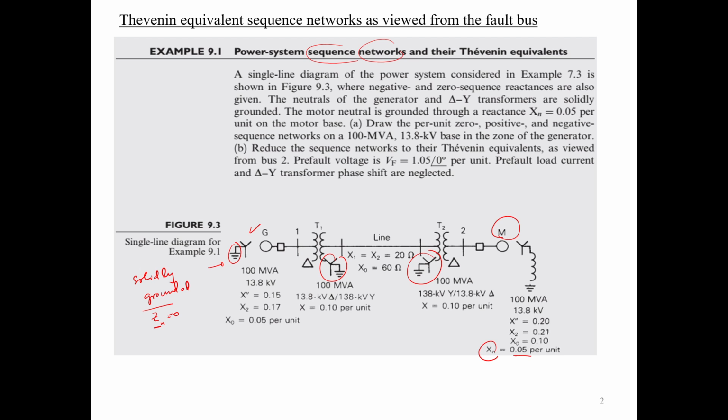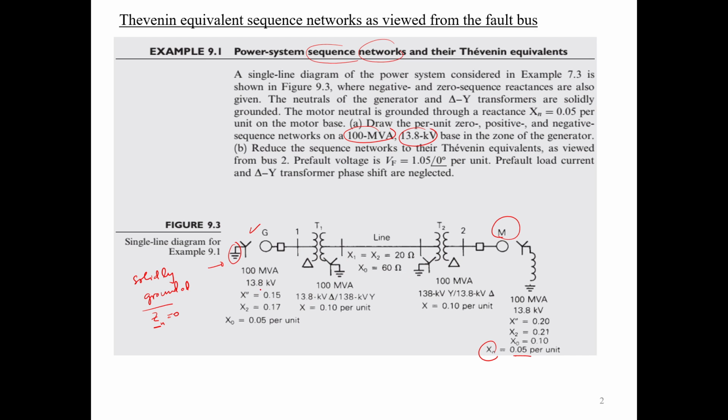There is no need to change any per unit quantity because you can see that the common base is the same as the machine itself, and the voltage level of the machine is similar to the voltage of the primary of the transformers. So this is 13.8, and the secondary voltage of the delta transformer T2 is also 13.8 over here. So there is no need to change the per unit values. We just take the values as given. Okay, this is clear, right?